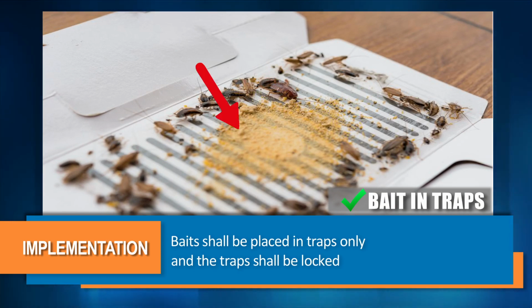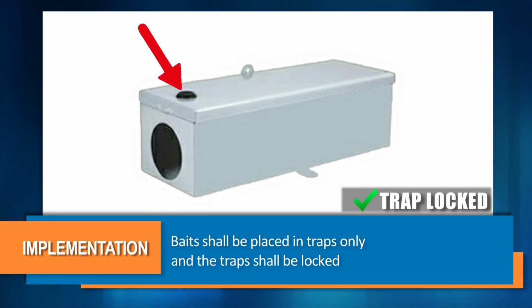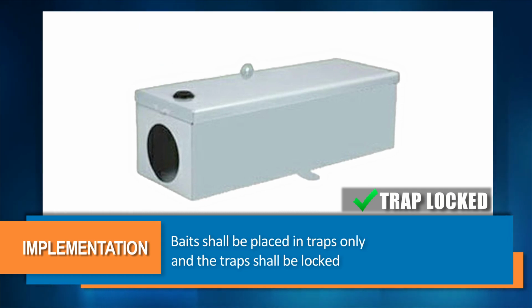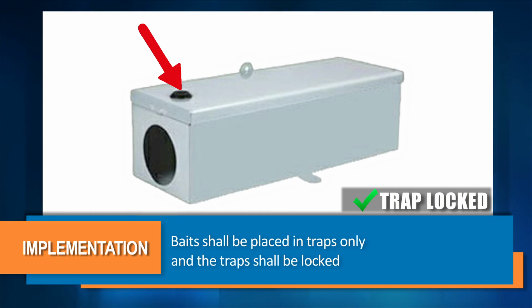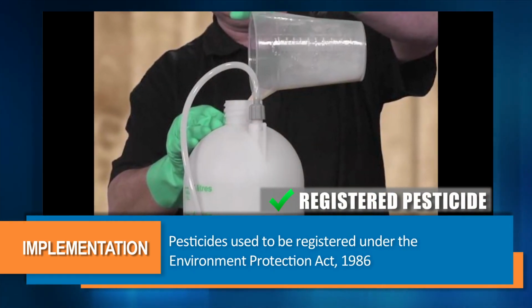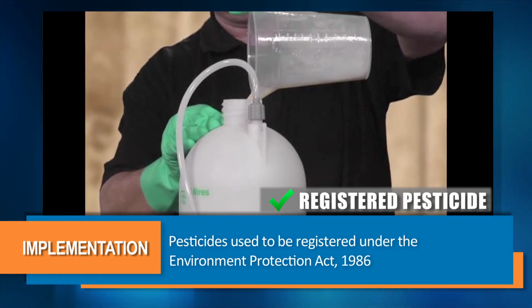Baits shall be placed in traps only and the traps shall be locked so as to prevent potential contamination of raw material, food products, or facilities. The pesticides used shall be registered under the Environment Protection Act 1986.